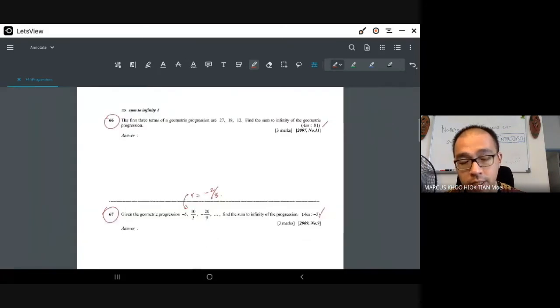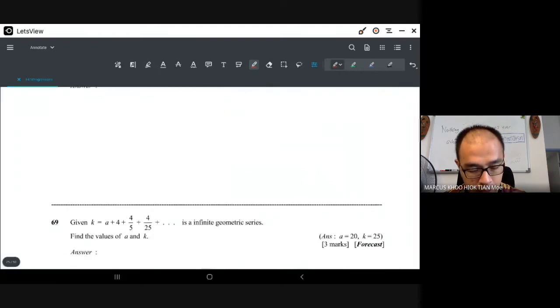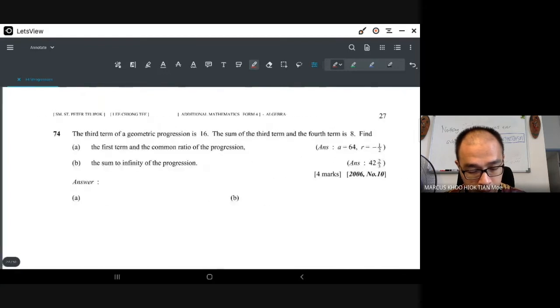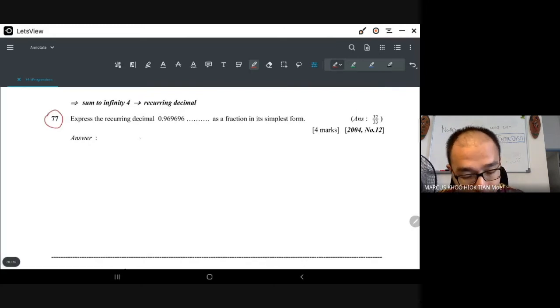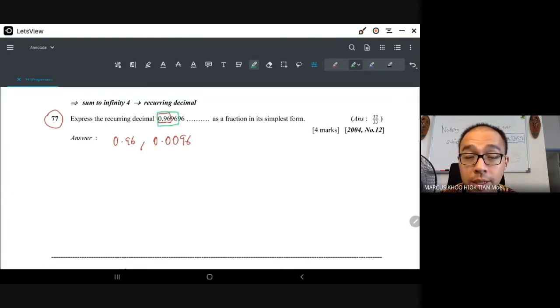Okay, let's take a look at a few more questions. So for this sum to infinity, there are a few types of questions that can be asked. Number one is this one. Express the recurring decimal 0.96969696 as a fraction in its simplest form. Now, 0.96969696 is just like the 0.818181. When we split this up, we get 0.96, the first one, and then the second one is 0.0096. Because the first two zeros are already here, so this one is the next one.